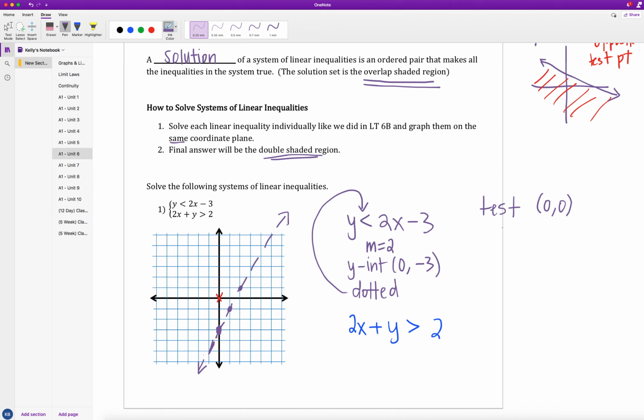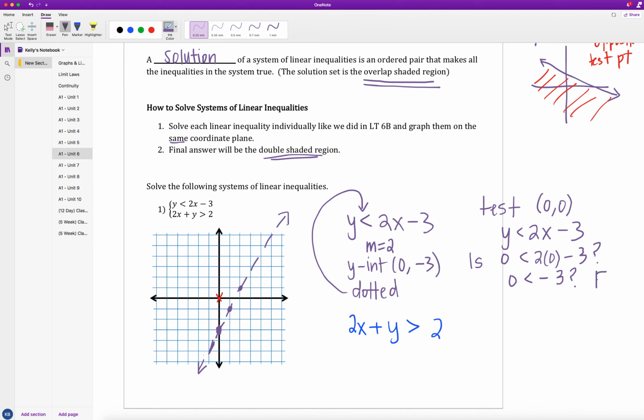To test it, remember we're subbing it into the inequality. So I'm starting off with the inequality that says y is less than 2x minus 3. When we sub in 0, 0, I'm asking myself the question, is 0 less than 2 times 0 minus 3? That's what we're trying to figure out, if we get a true or a false statement there. When we simplify this, we get 0 less than negative 3. Is that going to be a true or a false statement? Is 0 less than negative 3?